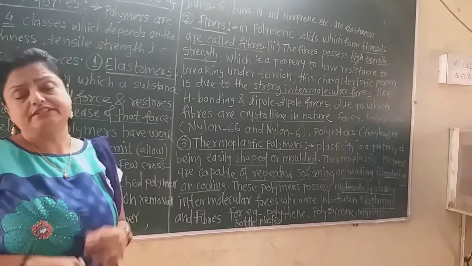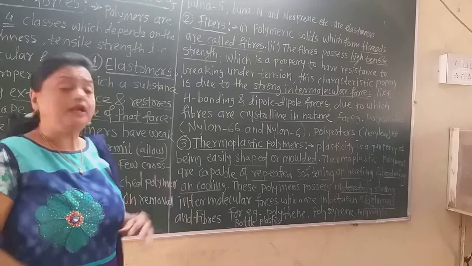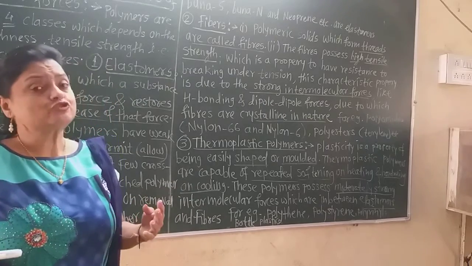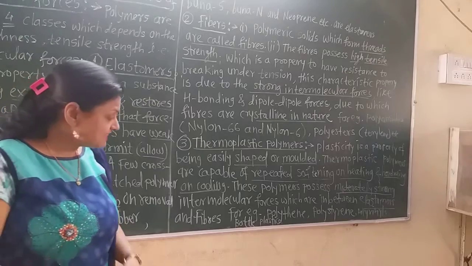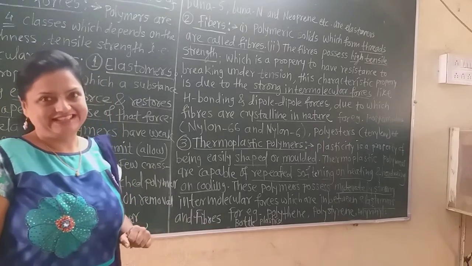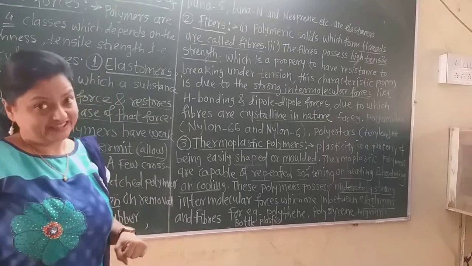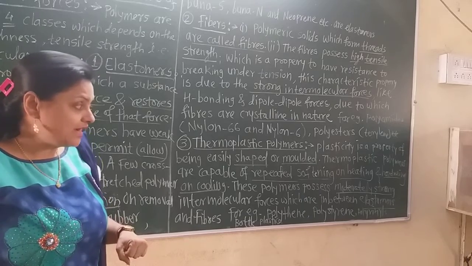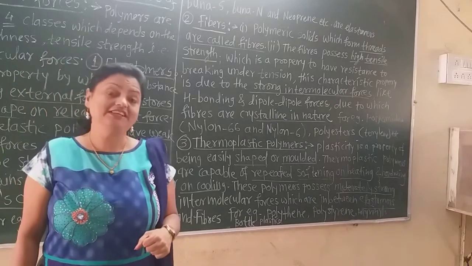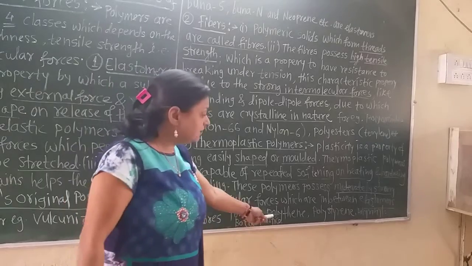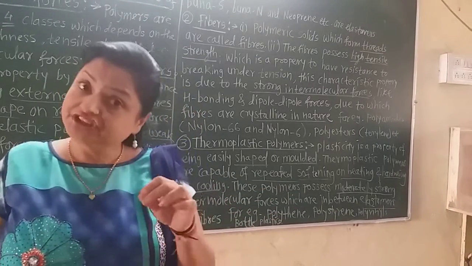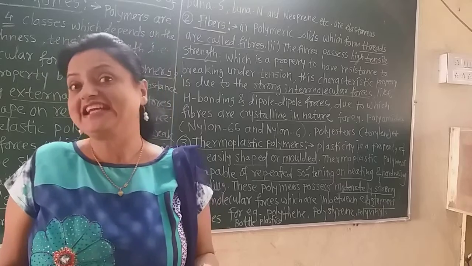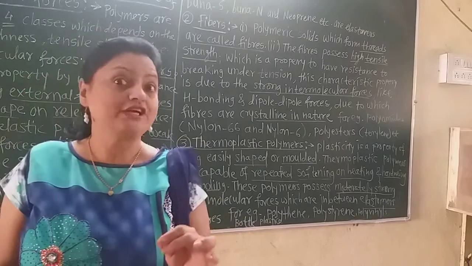Now, which are the examples of these thermoplastic polymers? The polymers of bottles, water bottles, are the best example. And which are those? Polythenes. Again, polystyrene is another example, and polyvinyl is the third example. Polythene, polystyrene and polyvinyl are the three best examples of these thermoplastic polymers.